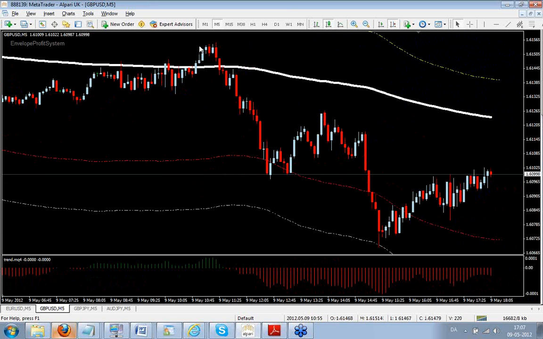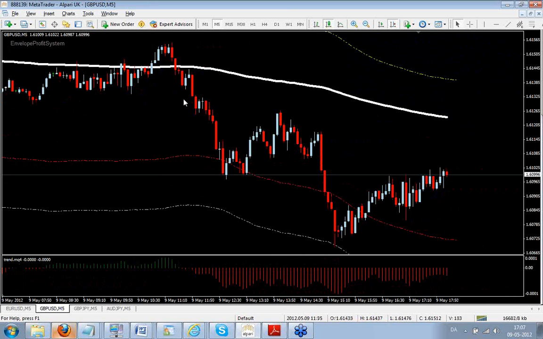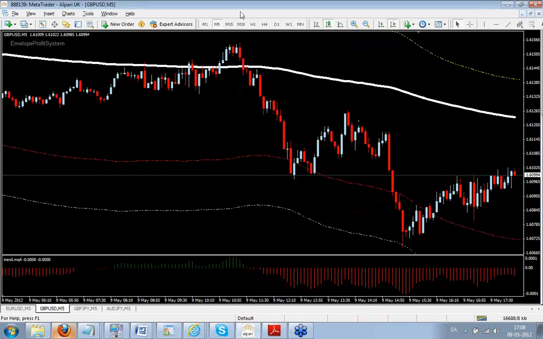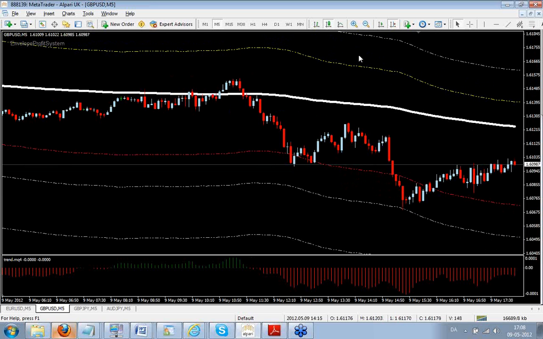So this morning in pound dollar, we had one winner and one loser, and the thing is that when you enter a trade, when you enter into this long trade here, you have to do a little analysis. It takes 2 seconds of your time.